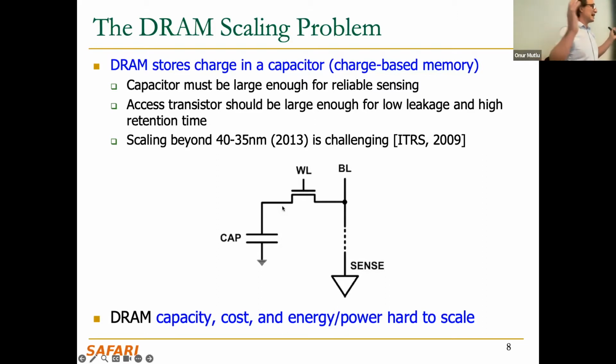And as you reduce the size of the circuit, maintaining that reliability becomes a challenge, and you get noise, a lot of noise. And as a result, capacity, cost, and energy were hard to scale in DRAM.